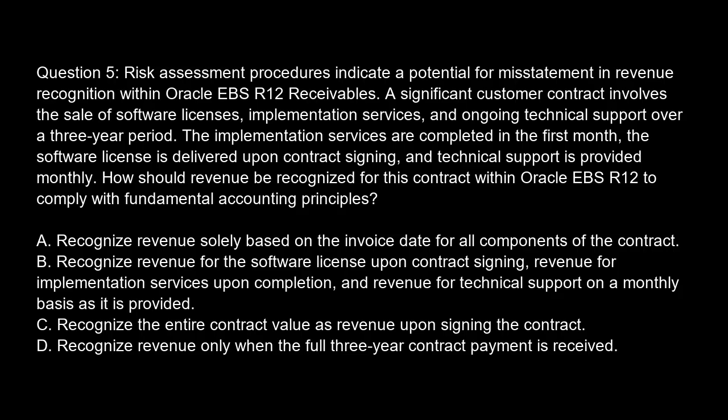principles? Option A. Recognize revenue solely based on the invoice date for all components of the contract. Option B. Recognize revenue for the software license upon contract signing, revenue for implementation services upon completion, and revenue for technical support on a monthly basis as it is provided. Option C. Recognize the entire contract value as revenue upon signing the contract. Option D. Recognize revenue only when the full 3-year contract payment is received.